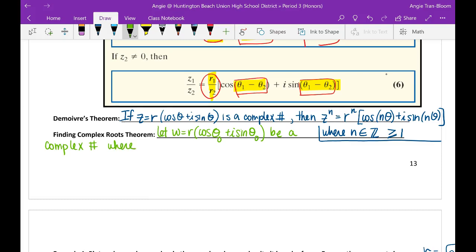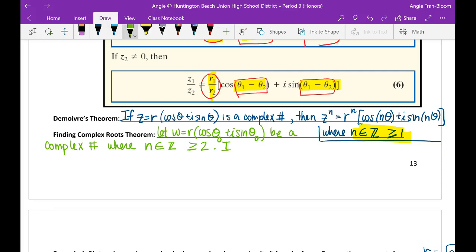Where n, I'm about to define n because I'm going to need to use it after. Again, it's any integer. That symbol means it belongs to this set of integers. And this integer, I want to start at 2, so greater than or equal to 2. Earlier we said n could be 1. Now we're going to say n can be 2 or bigger.